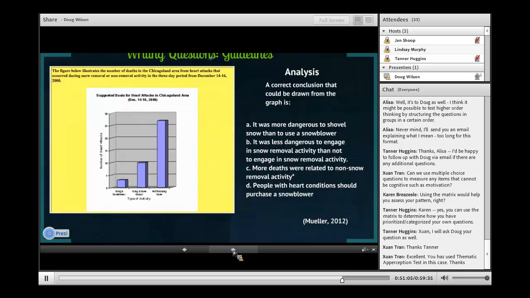It was less dangerous to engage in snow removal activity than not to engage in snow removal activity. More deaths were related to non-snow removal activity, and people with heart conditions should purchase a snow blower. So what I just did is probably typical of what a student might do, which is to look at the chart, be unable to read it for whatever reason, and then go and read the questions and begin, by a process of elimination, to try to arrive at the answer.